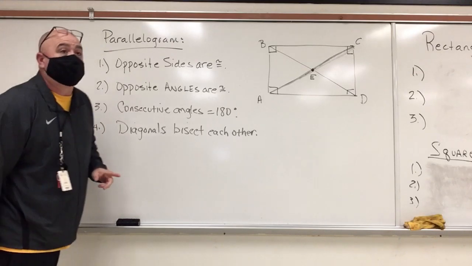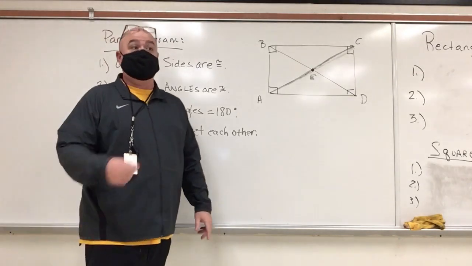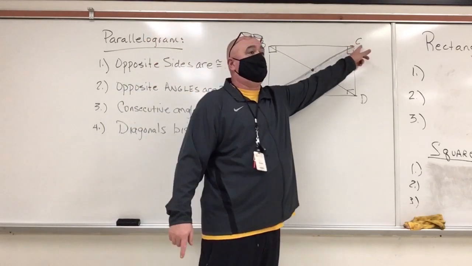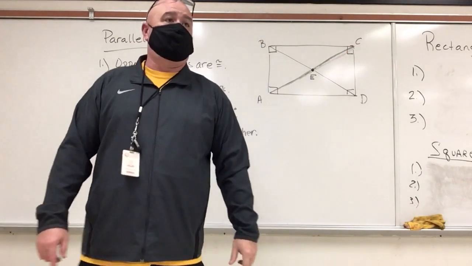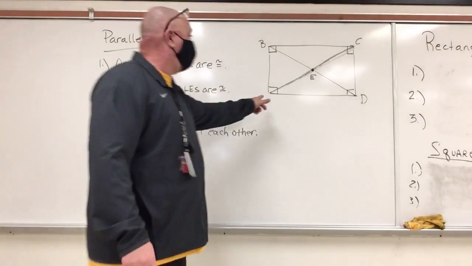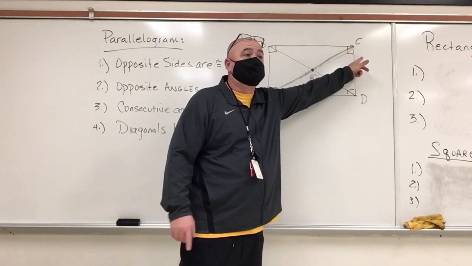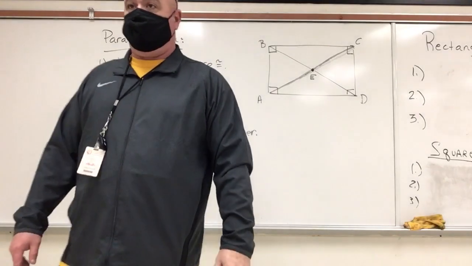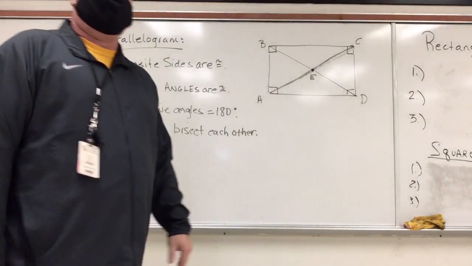Okay? Number 2 characteristic. Opposite angles are also congruent, meaning they're equal to each other. So angle A and angle C are opposite. They're going to be equal to one another. If this is 45, this is going to be 45. Okay? B and D are also equal to one another. Okay? That's the second characteristic.